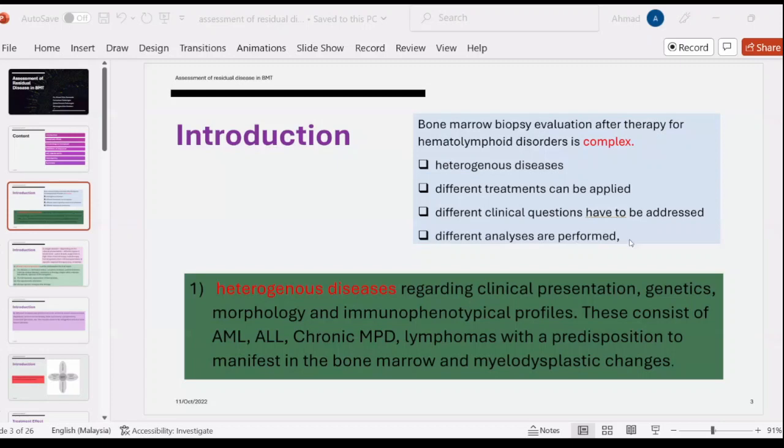So we are actually reporting the trephine biopsy. We are only one portion of those multiple analyses, because you have molecular, you have aspirate. The aspirate might be reported by a different person, the trephine by a different person, molecular by another person. So that's where the complexity comes from.